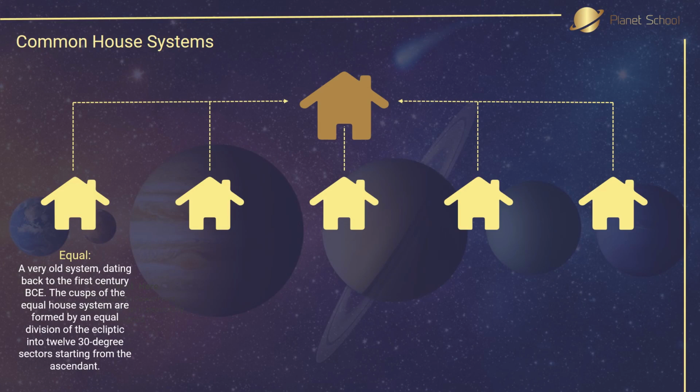Equal. A very old system, dating back to the 1st century BCE. The cusps of the equal house system are formed by an equal division of the ecliptic into 12 30-degree sectors starting from the ascendant. Placidus, the most popular system. It uses a combination of space-time measurements for calculation.